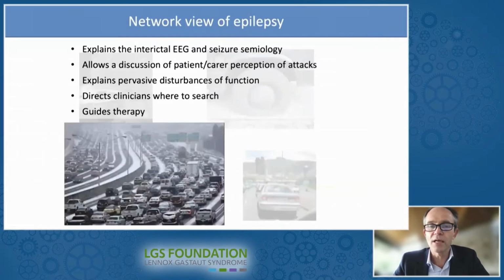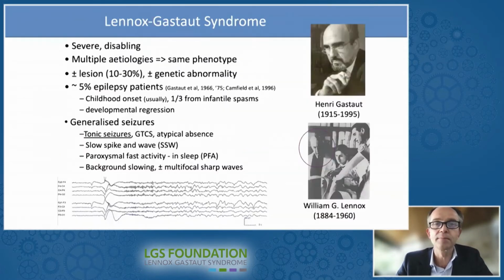So, coming back to our analogy then, a network view of epilepsy helps explain the interictal and seizure semiology. It allows you to have a sensible discussion with the patient about their perception of the attacks, and similarly with the carers about how they perceive what they witness during seizures. It explains the pervasive disturbances of function and directs clinicians where to search and potentially guides therapy. So networks matter.